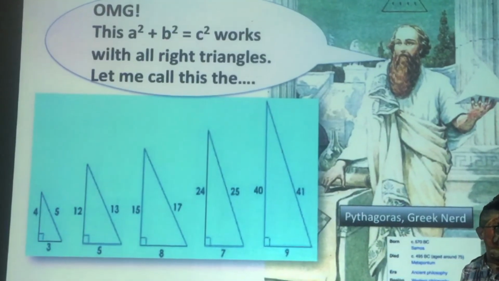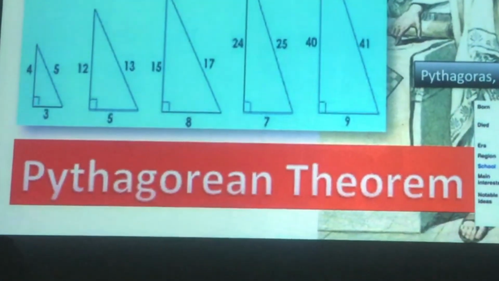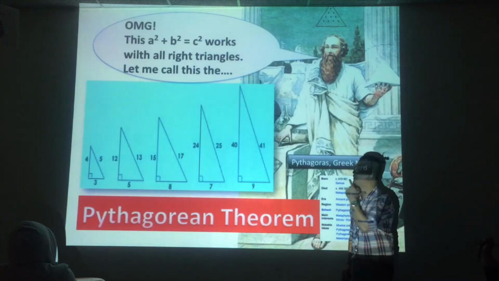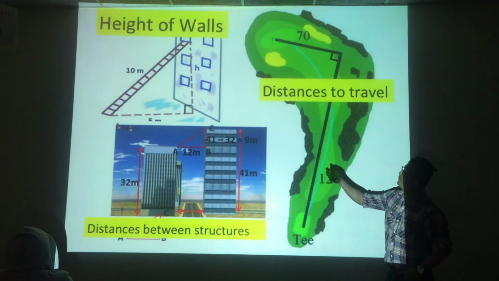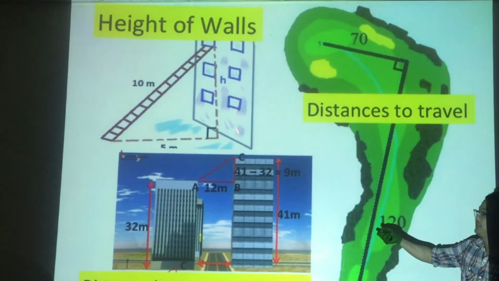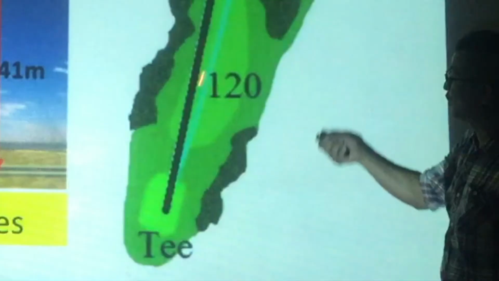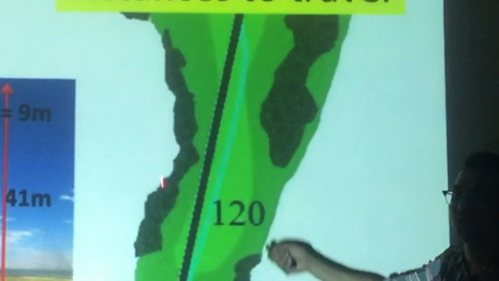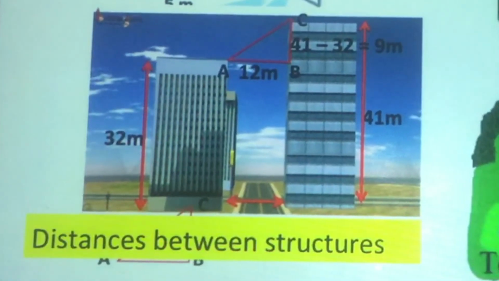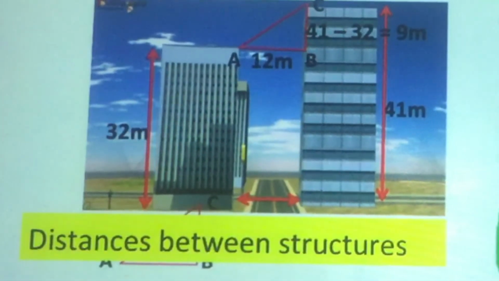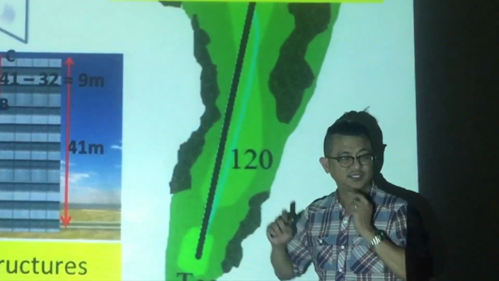He's so proud. He said, let me call this now the Pythagorean theorem. And because of this Pythagorean theorem, you can solve for the height of walls even though you don't have a ruler here. Knowing these two, you can solve for the distance if you want to make a shortcut in a golf course. You can solve for the distances between structures because of the Pythagorean theorem. We will now apply how to use his theorem.